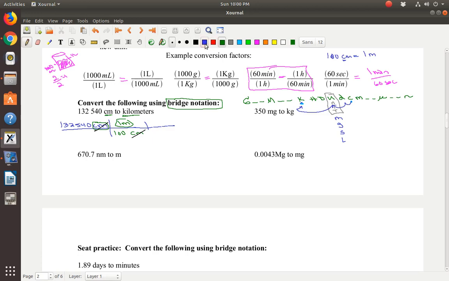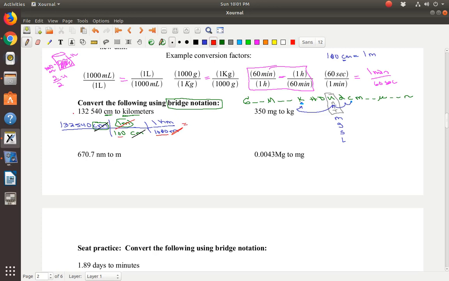So I'm going to change it because I need a kilometer. I need it to end in kilometers. 1 kilometer at the top. So what I really need is 1,000 meters on the bottom because 1,000 meters is equal to 1 kilometer. This is my conversion factor. All right, now I can cancel meter and meter. And so you notice I'll have the numbers on the bottom.